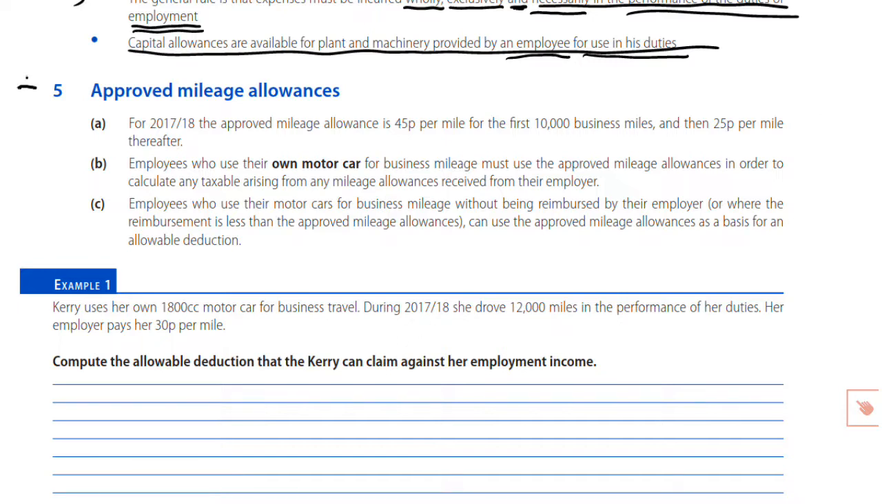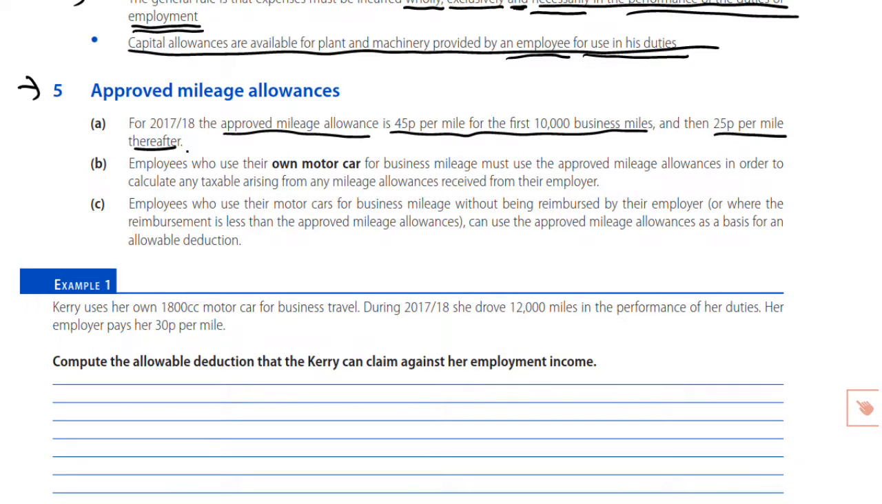And that's this bit. Section 5, approved mileage allowances. Now, there are approved rates. These, though I don't think you'll have any trouble remembering them by the time you walk in the exam room, are actually provided on your rates and allowances page. But they are. Now this, remember, is where you do business mileage on behalf of your employer in your own car. Approved mileage allowance is 45 pence per mile for the first 10,000 business miles, and then 25p a mile thereafter.